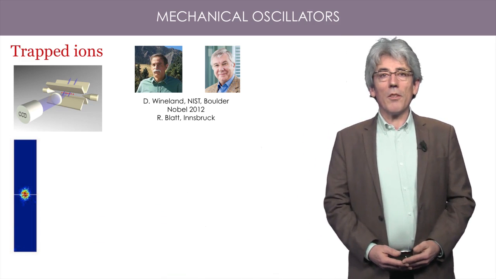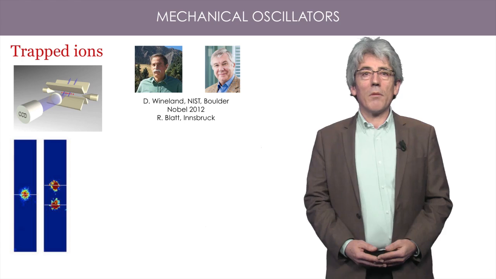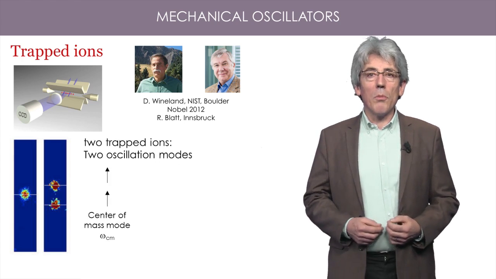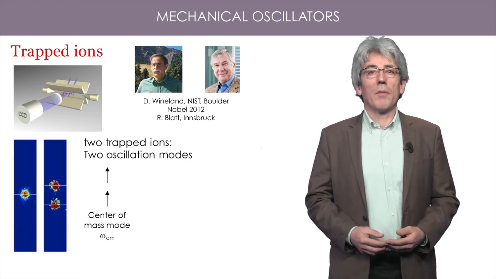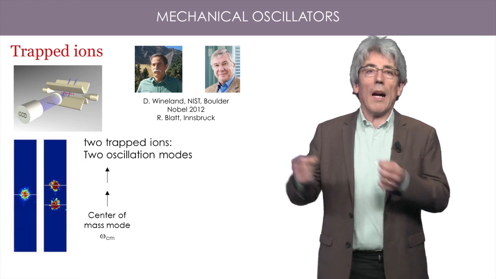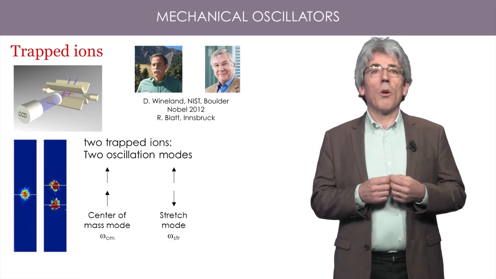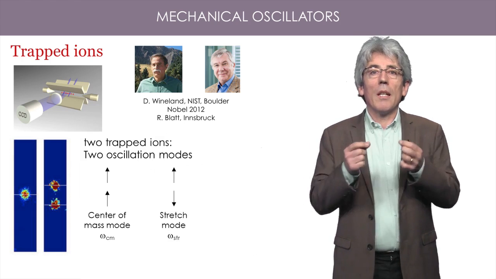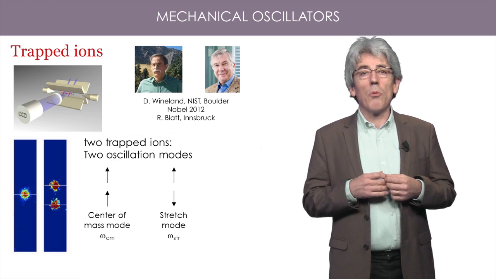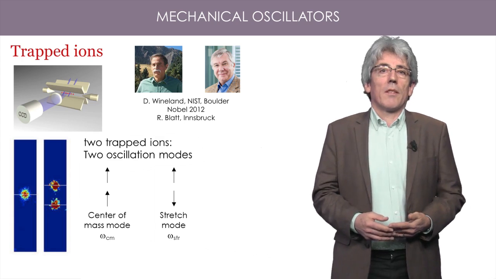Let us now consider the case of two trapped ions. Their classical motion is described as a superposition of two harmonic modes. The first mode is called the center of mass mode. It corresponds to an in-phase oscillation of the two ions. The second mode is the relative vibration mode, also called the stretch mode. It corresponds to an oscillation of the relative distance between the two ions. It usually oscillates at a higher frequency.